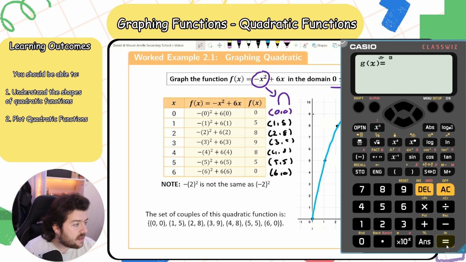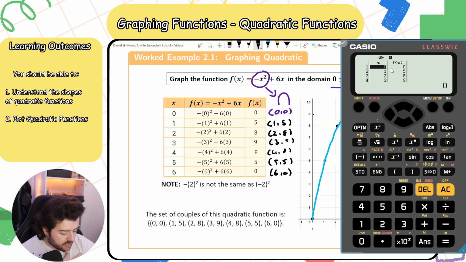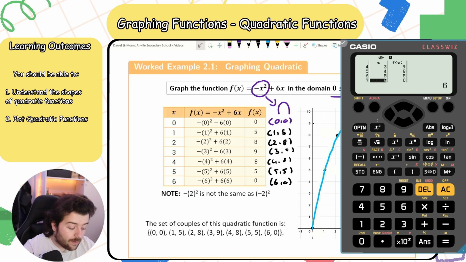My domain is from 0 to 6. So start with 0, end at 6, go up in ones, and there we have it. Our exact same table of values here: 0, 0, 1, 5, 2, 8, 3, 9, etc. And we have the exact same table of values there. You can use this for any quadratic graph. And that's all we need to know about plotting quadratics.